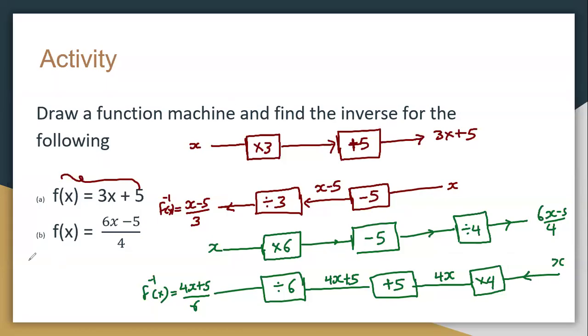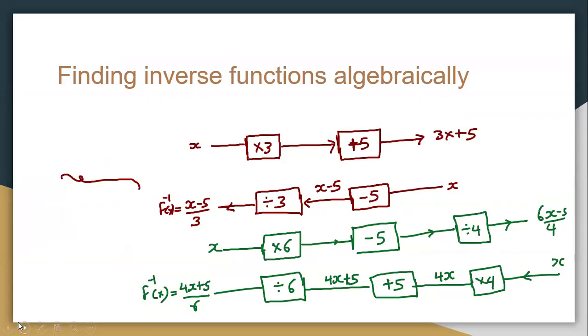Okay. Now we are going to look at what about, because here they can be done, but now what about algebraically? What can we do? Yes, Roy, algebraically, what can we do?